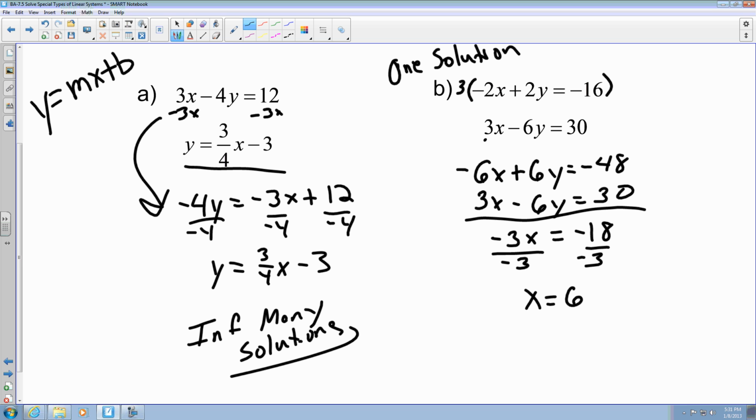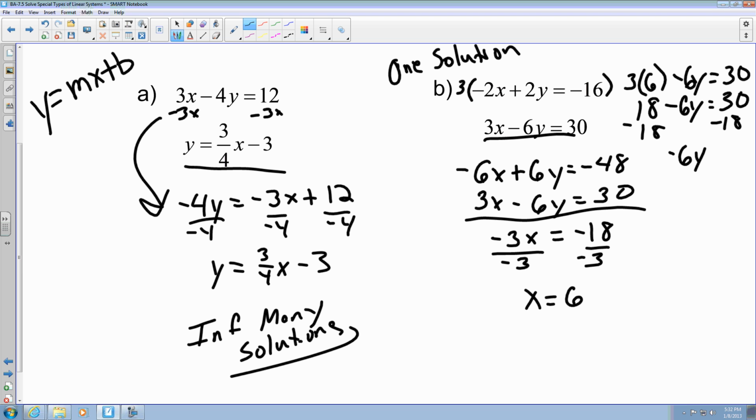Now I'm going to use this equation to help me out. So I got 3 times 6, which happens to be my x, minus 6y equals 30. 18 minus 6y equals 30. I'm going to subtract 18 from both sides. And so that gives me what? Negative 6y equals 12. Dividing negative 6 to both sides, my y now equals a negative 2. So not only does it have one solution, but that solution happens to be at point 6 comma negative 2.